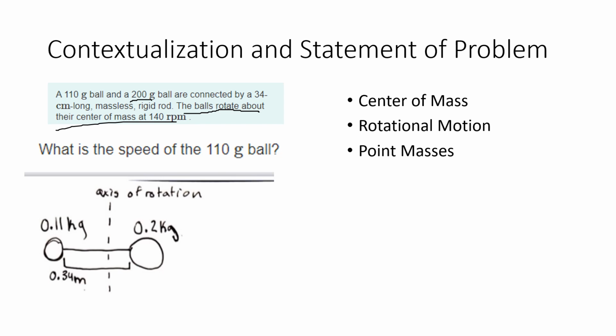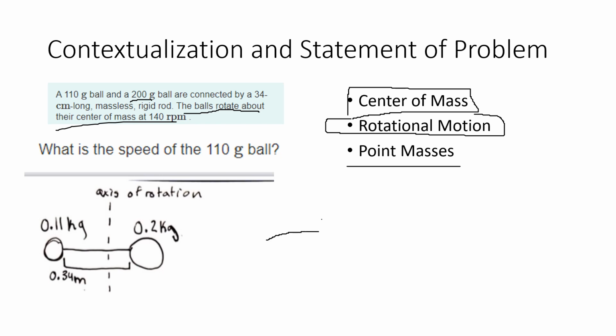One of them is point masses, basically points that have a certain amount of mass. Another thing that it involves is the idea of center of mass, basically at what point is the mass equal on both sides? And the last thing that this type of question involves is the idea of rotational motion. Not anything going in a linear way, but something moving in basically a circle like this.